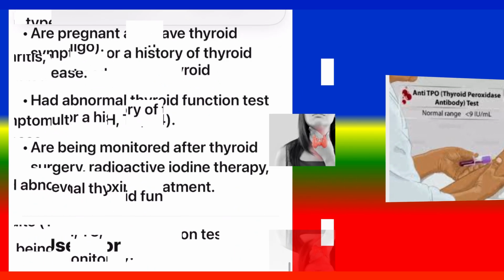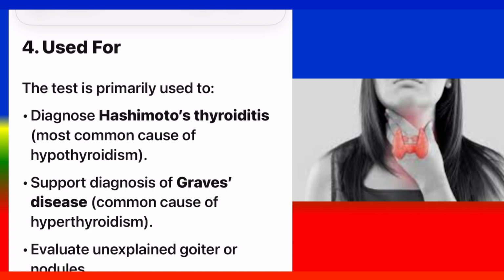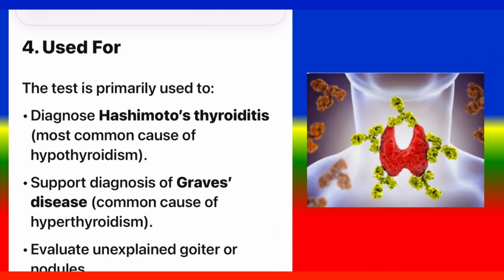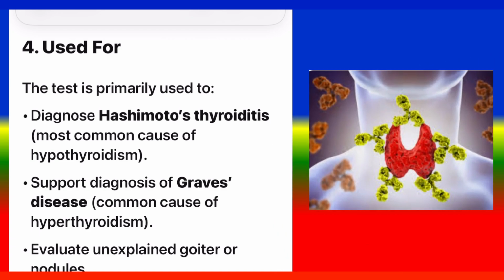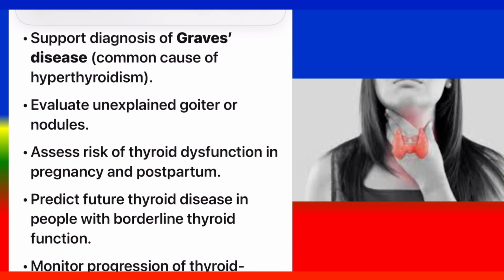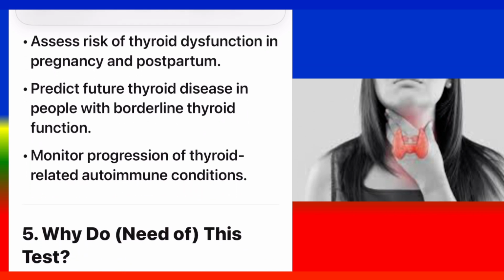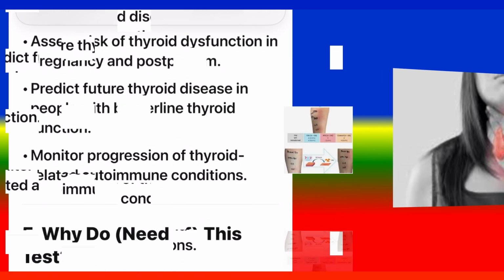Number 4. Uses. The test is primarily used to diagnose Hashimoto's thyroiditis, the most common cause of hypothyroidism; support diagnosis of Graves' disease, a common cause of hyperthyroidism; evaluate unexplained goiter or nodules; assess risk of thyroid dysfunction in pregnancy and postpartum; predict future thyroid disease in people with borderline thyroid function; monitor progression of thyroid-related autoimmune conditions.